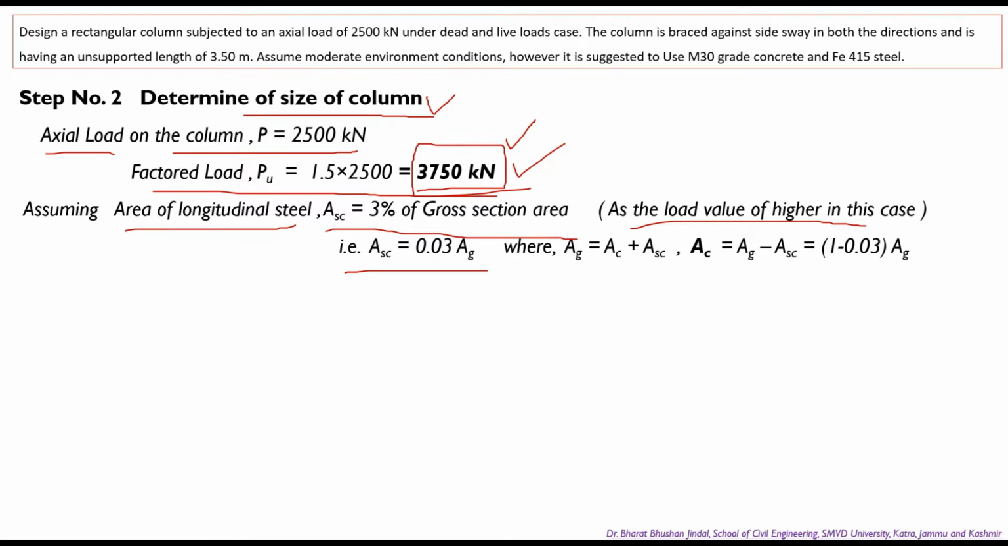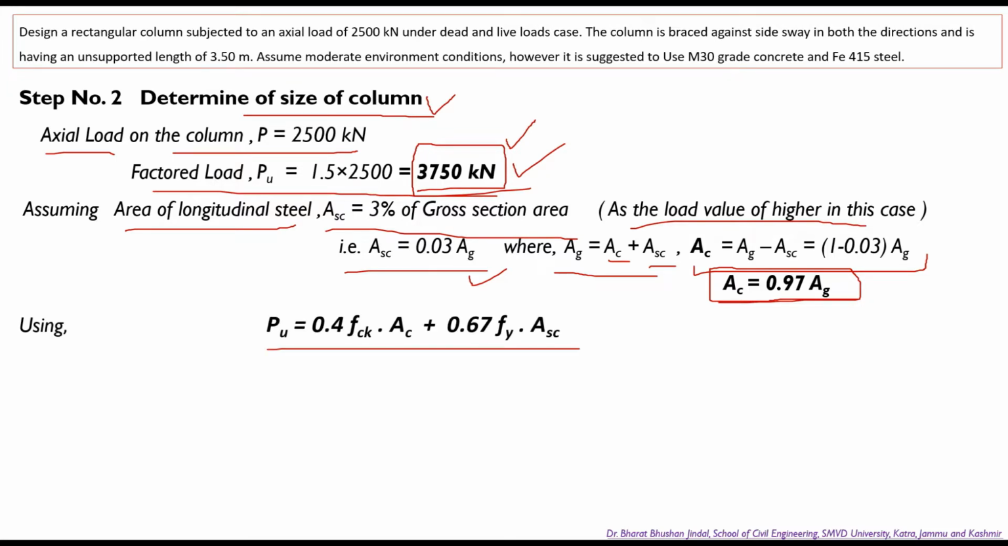We can work out that Asc, the area of main or longitudinal steel, is equal to 0.03 of the gross area of the section, and the gross area is composed of the area of concrete plus the area of steel. Rearranging this equation, we get that the area of concrete is equal to (1 minus 0.03) Ag. So the area of concrete in this section is 97%, that is 0.97, of the gross area of the section.